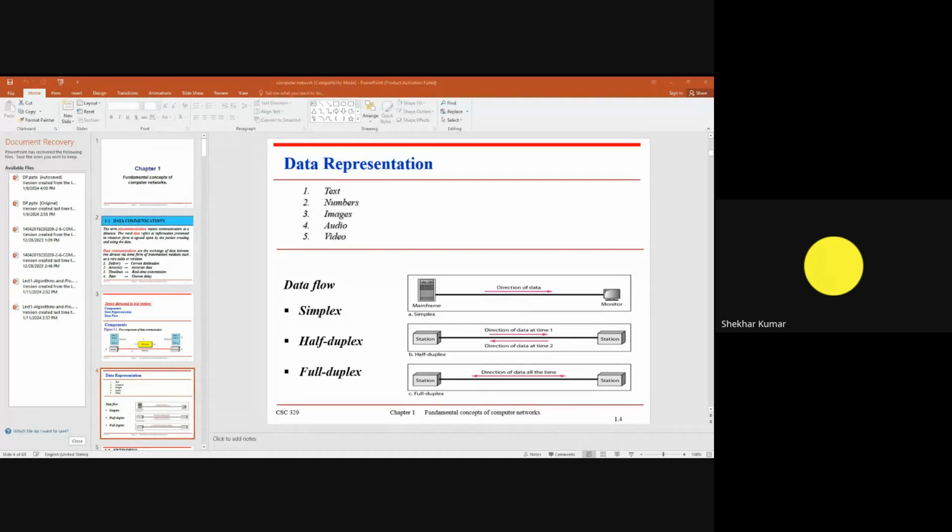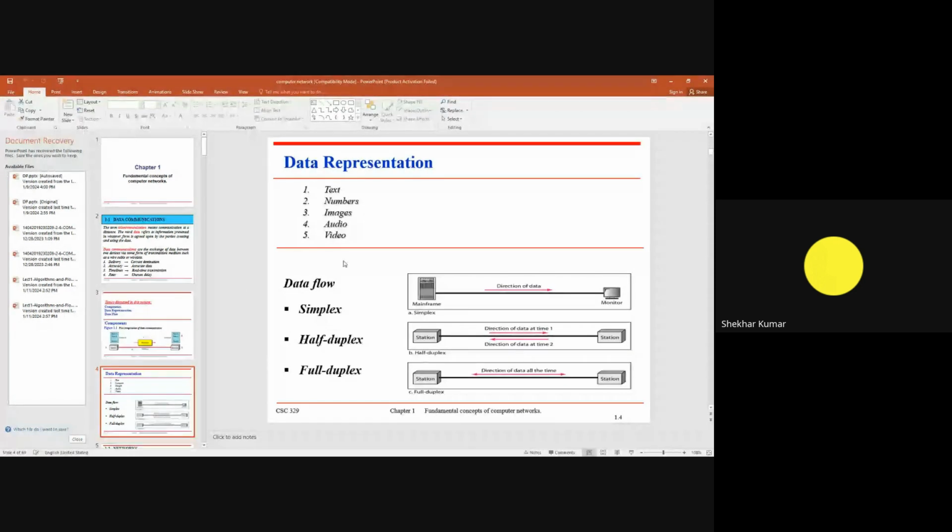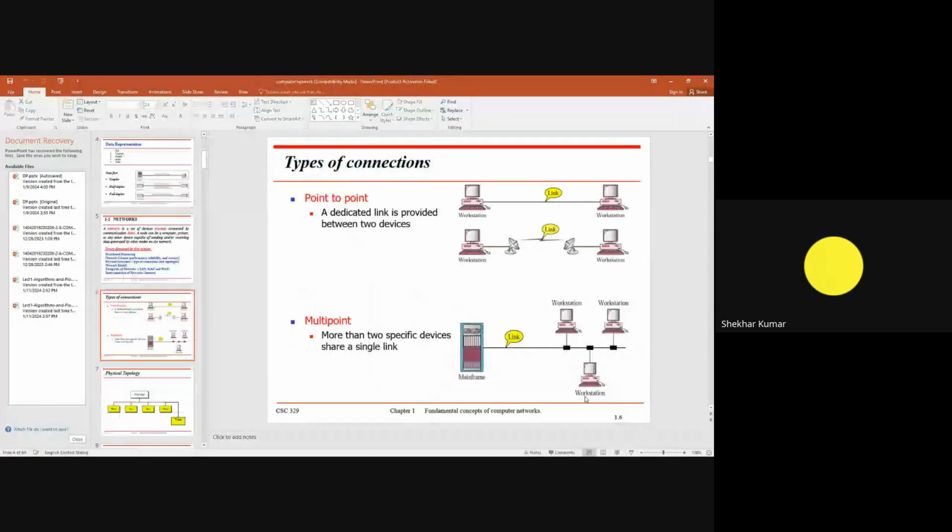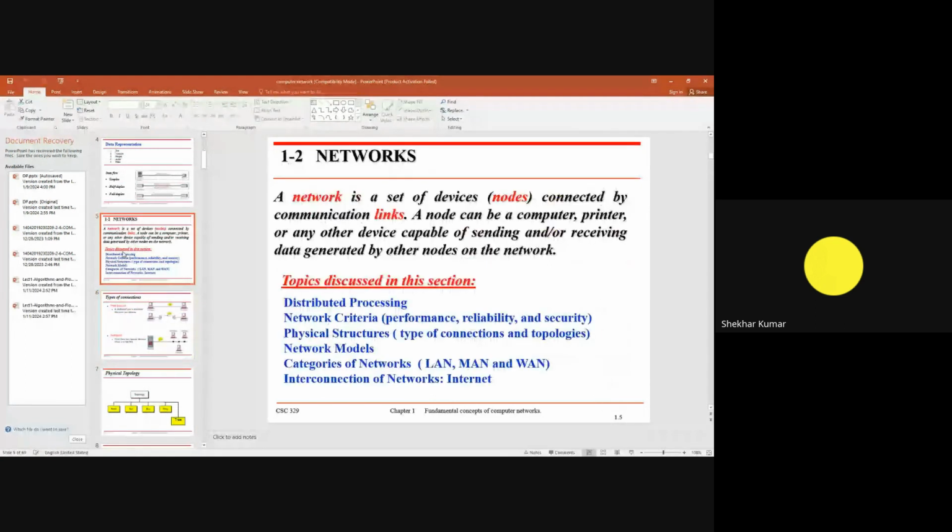Okay, so these are your modes of data transmission. Either it will be your simplex mode, half duplex mode, or your full duplex mode. Okay, so next is your network.